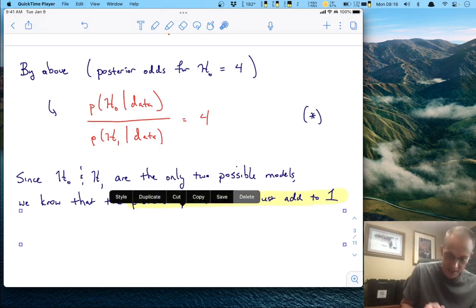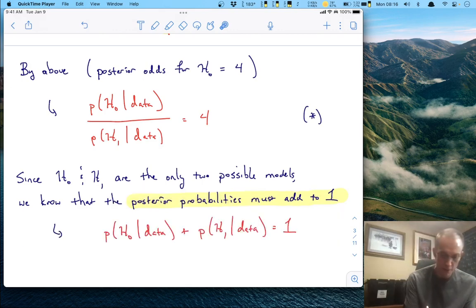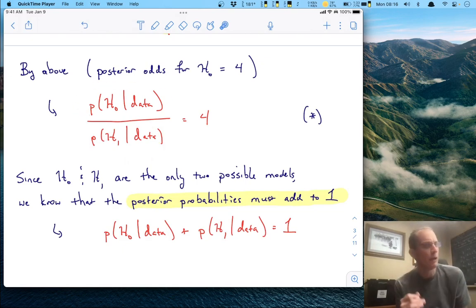So what that gives us is an equation. It tells us that the posterior probability of H0 plus the posterior probability of H1 is equal to 1. Now, why would I want to use this? Well, remember, the winning model was H0, right? Posterior odds was 4 to 1 over H1. So I would like to know this quantity. But this one here, it gets in the way. But if I could solve this equation for the posterior probability of H1, then I could sub it in here and get everything in terms of this one, which is what I'm looking for. I'm using a little algebra trick here.